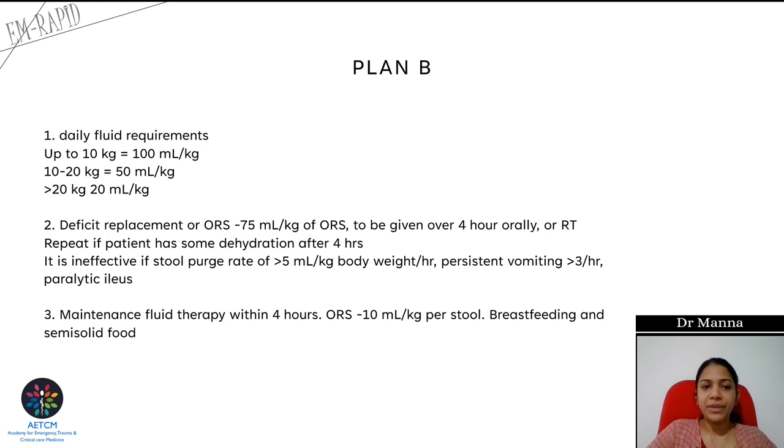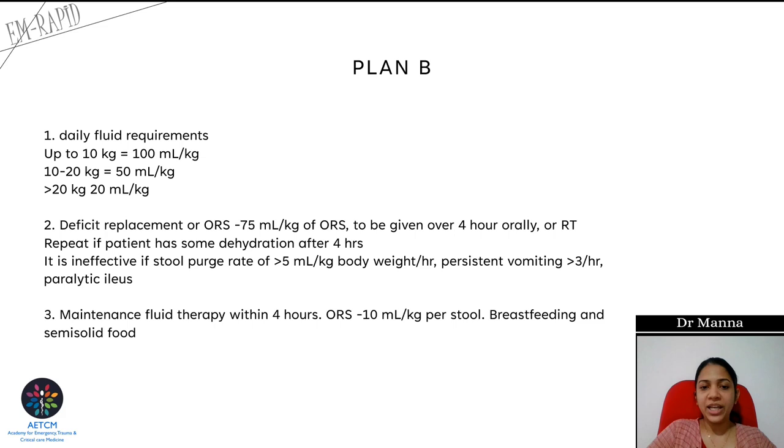So the daily fluid requirement for a child up to 10 kg is 100 ml per kg, for 10 to 20 kg, 50 ml per kg, and for more than 20 kg, 20 ml per kg. So that is the daily requirement. And in order to replace the deficit, we will have to give ORS solution 75 ml per kg, which we should give over 4 hours.